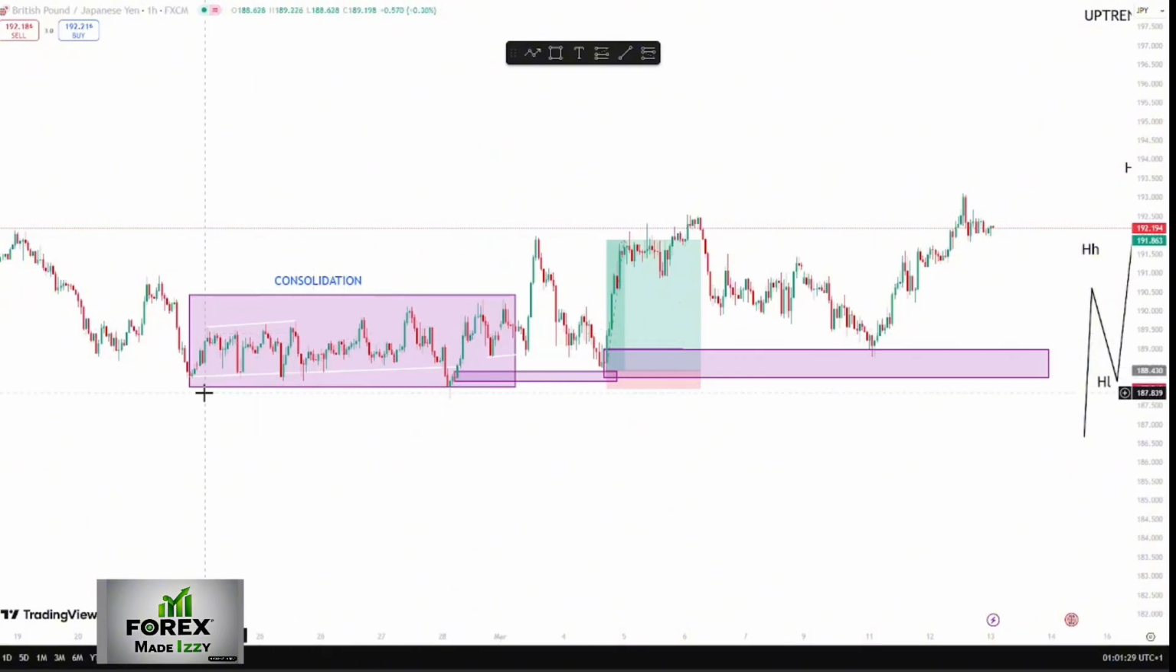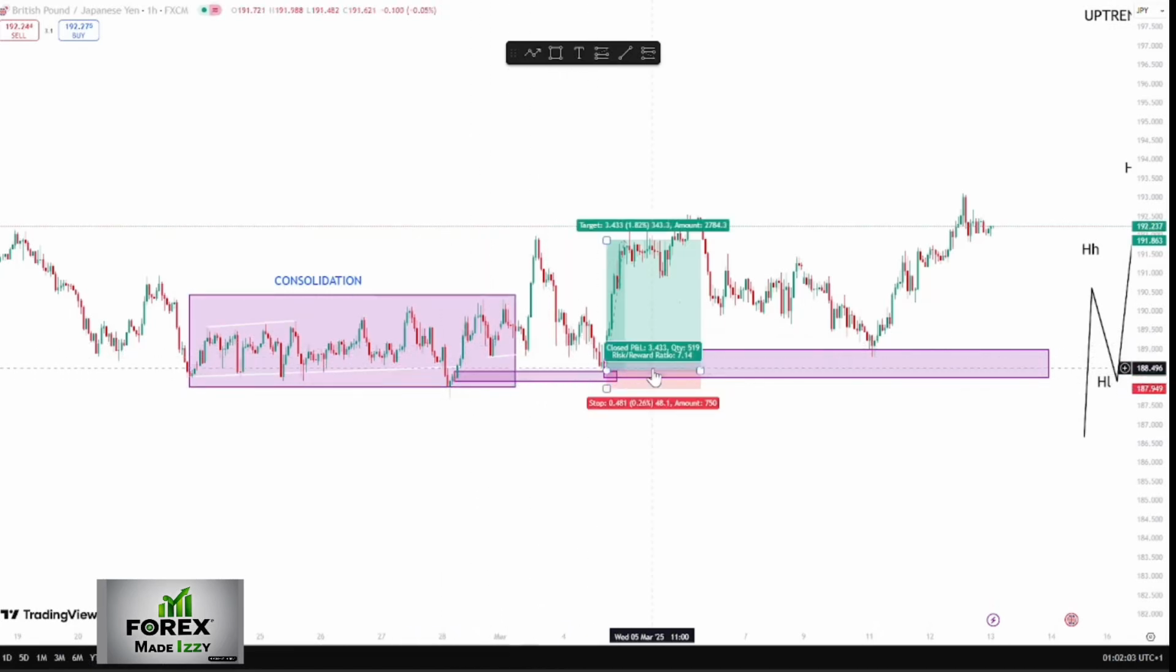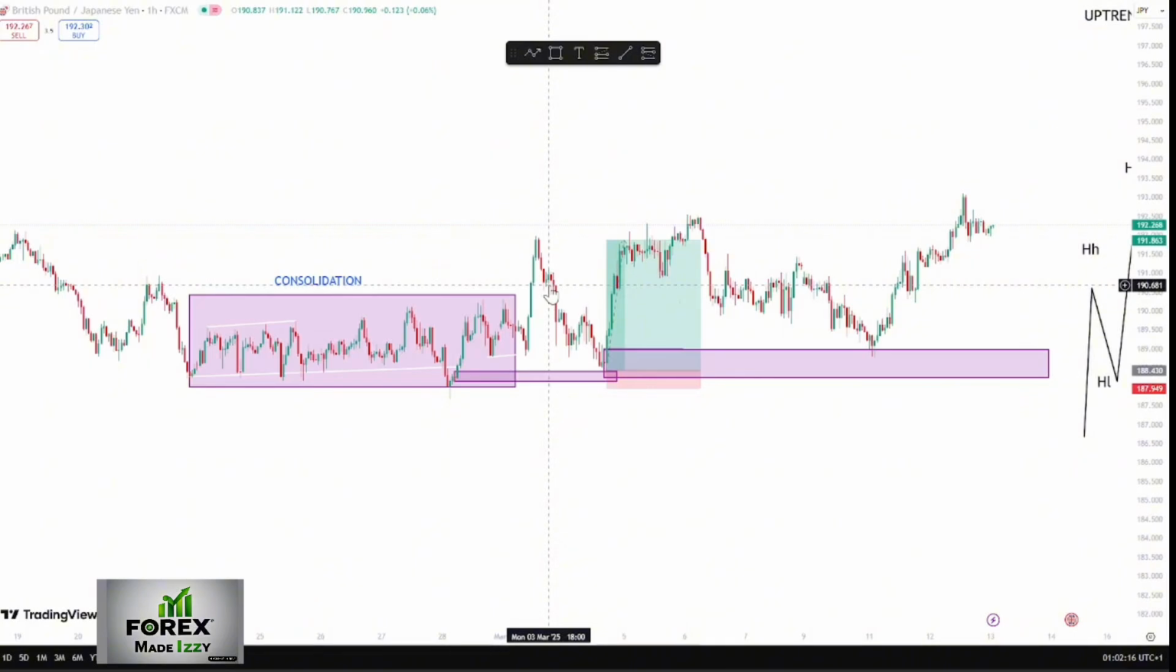So what happened here? Technical traders actually took advantage of this consolidation, where they bought, sold, bought, sold, bought. It's very risky for you to trade consolidation because price can go either way. But what happened here when price went up? It came down to sweep liquidity, and look for a point of interest. And this was a sweet trade, and this trade is just 1:5.